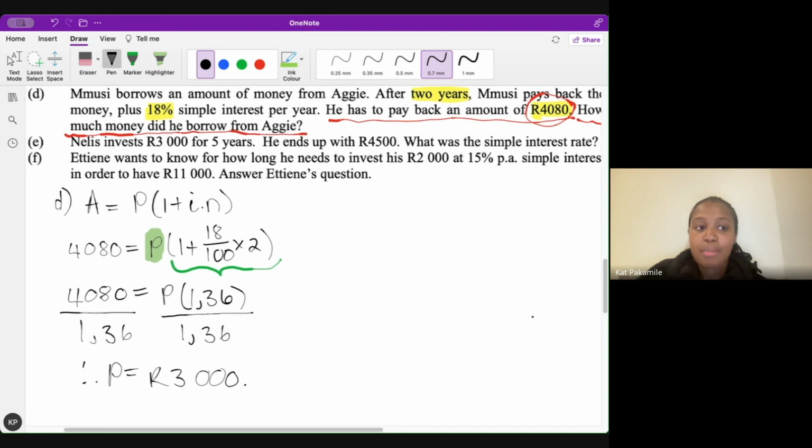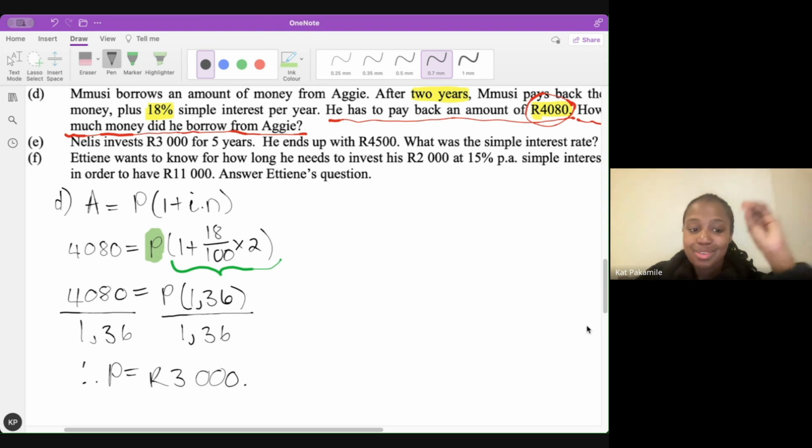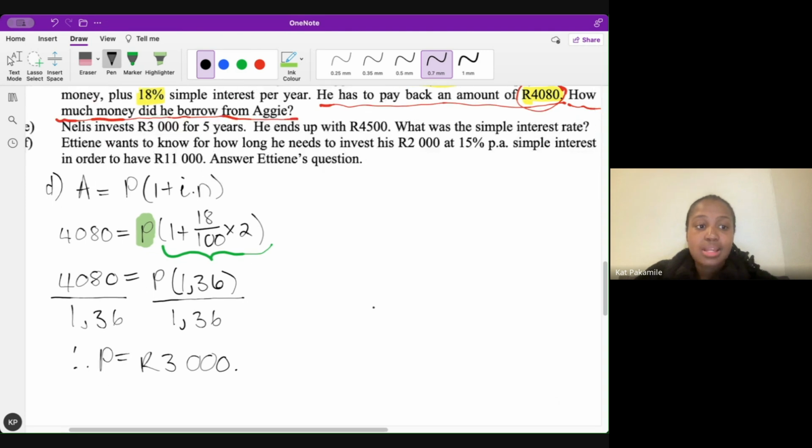Okay, so I'm not going to do the rest of them because we need to move on to exchange rates now. But can I have a thumbs up, thumbs down on finding different variables? You don't always have to find A. For F, we need to find N because it says how long does he need to invest. And for E, they ask for the simple rate, which is i. So you need to be able to take this formula and work backwards and forwards. Now let's move on to exchange rates.